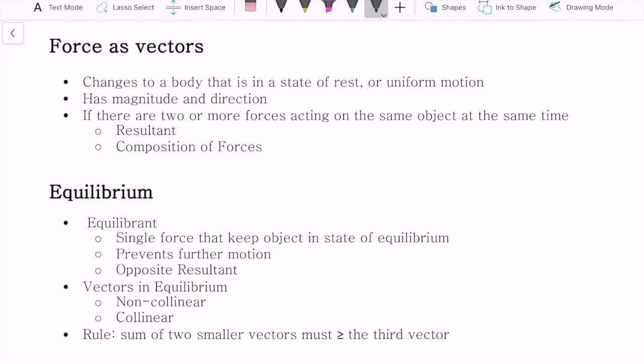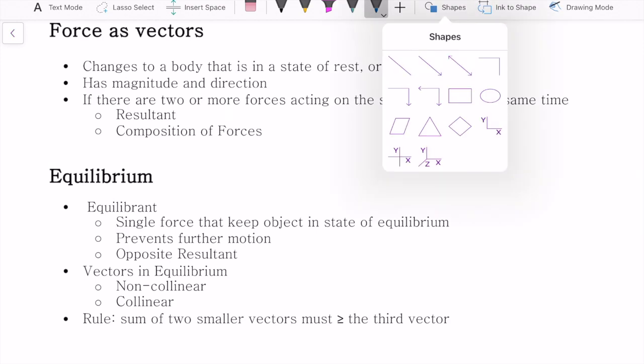Next, I'll be talking about equilibrium. So the equilibrium is a single force that, when applied, will keep the object in a state of equilibrium, preventing any further motion caused by the existing forces. The equilibrium is always opposite to the resultant.